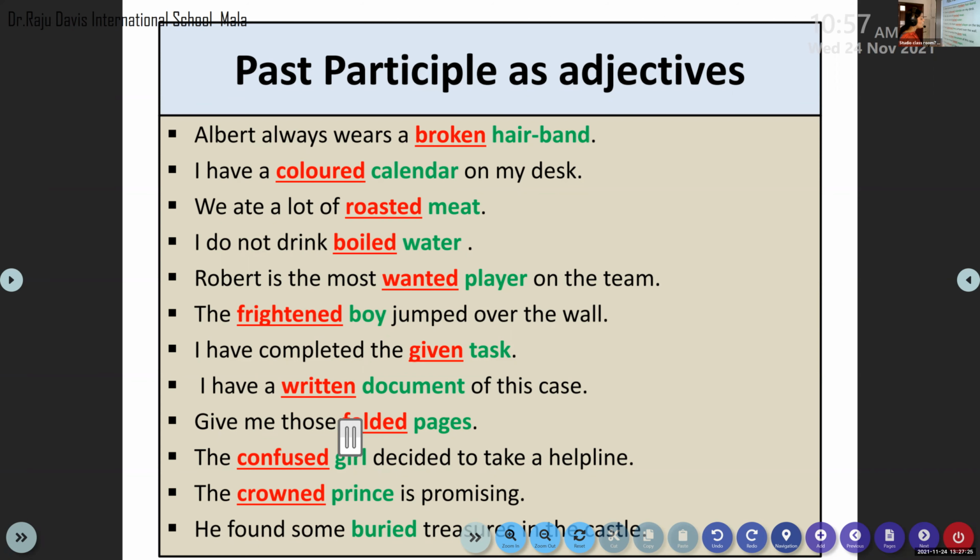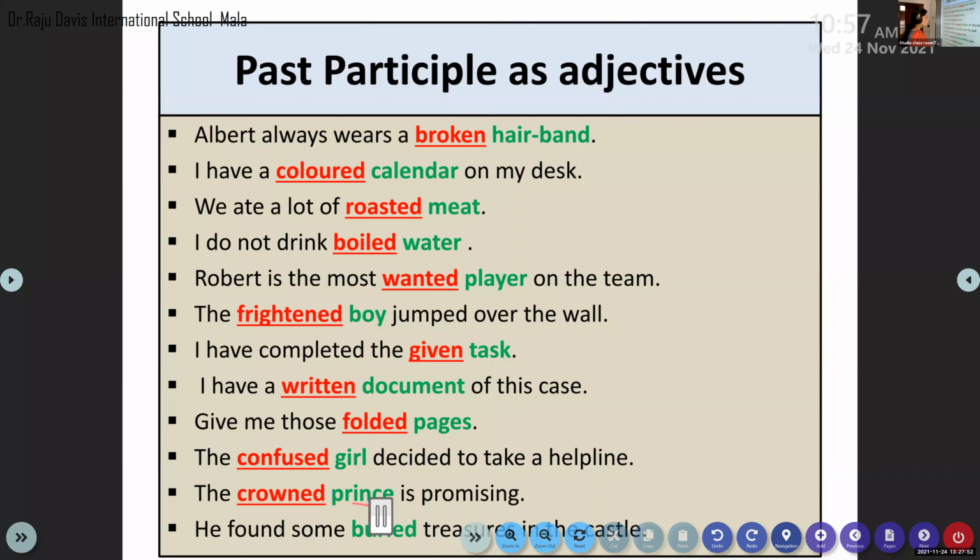The crowned prince is promising. Crowned prince. The word crowned is the past participle form. Crowned is used before prince, the noun. So you can say that this is used in the form of a past participle form, and that's also here to describe the noun prince.